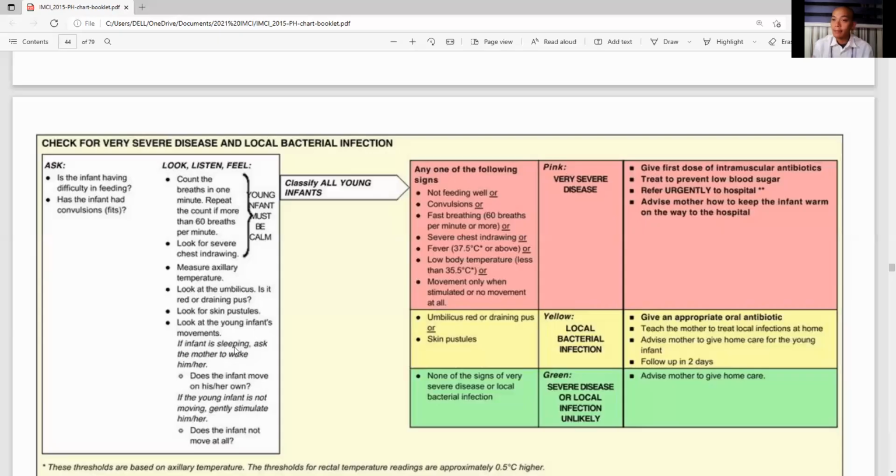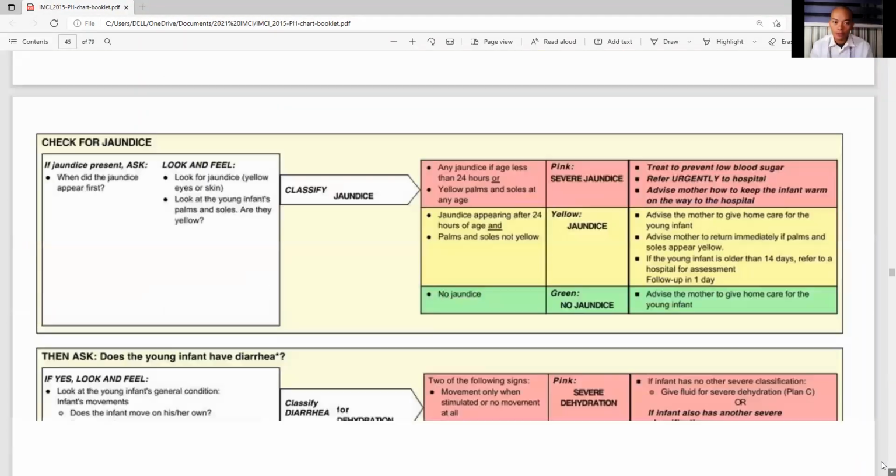Look at the infant's movement. Okay, infant sleeping. Is the child conscious, unconscious, responsive, unresponsive? Does the infant not move at all? Okay, movement only when stimulated or no movement at all. Severe disease. Give the first dose of IM antibiotics. Low sugar. Prevent. Refer urgently to the hospital. Advise mother to.